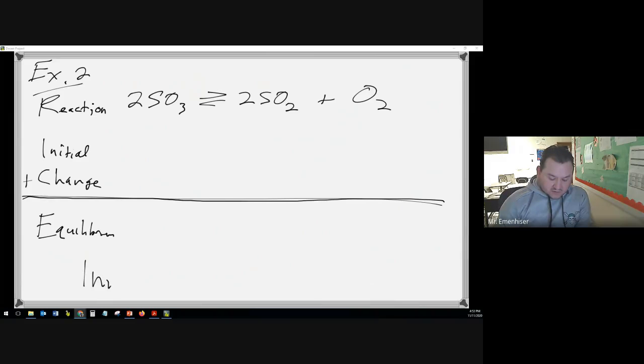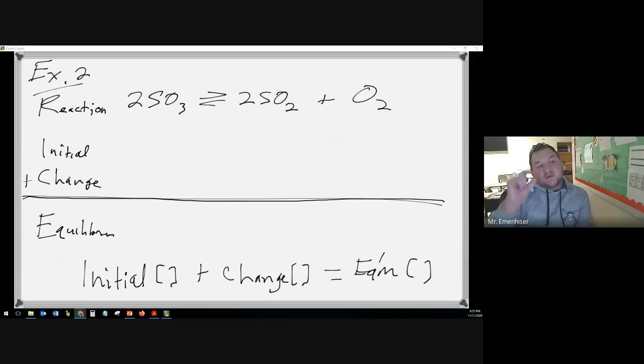All right, so initial concentration plus the change in the concentration, or pressure, if it's pressure, equals equilibrium concentration. Okay, so you add those up. We're going to do that for each of our species.